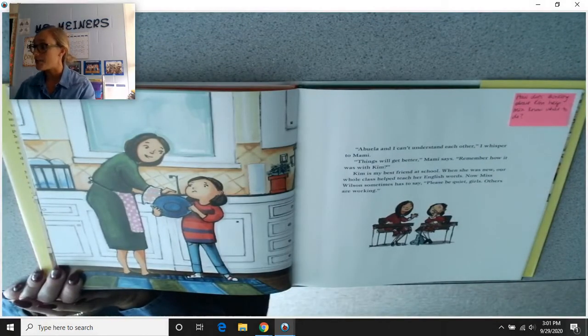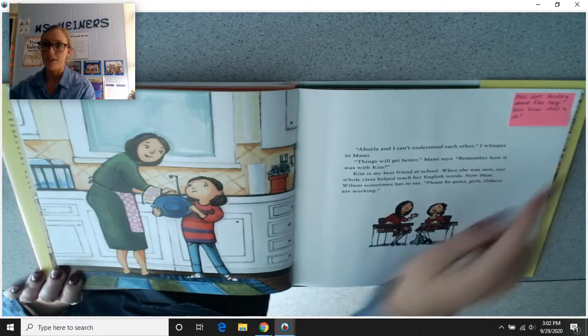Abuela and I can't understand each other, I whisper to Mommy. Things will get better, Mommy says. Remember how it was with Kim? Kim is my best friend at school. When she was new, our whole class helped teach her English words. Now Miss Wilson sometimes has to say, "Please be quiet, girls. Others are working."